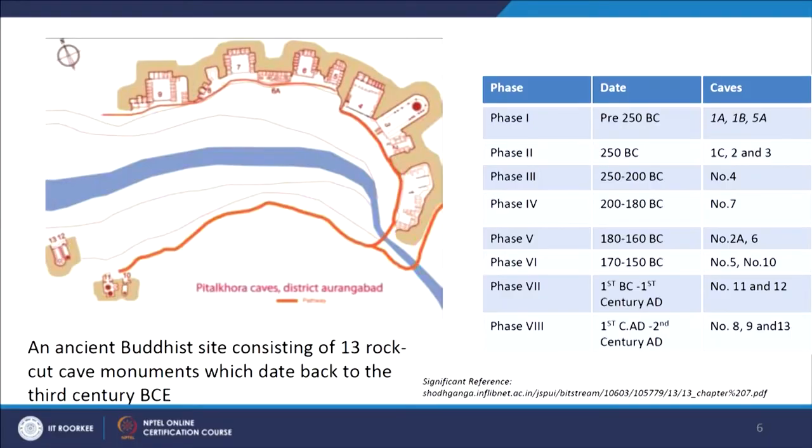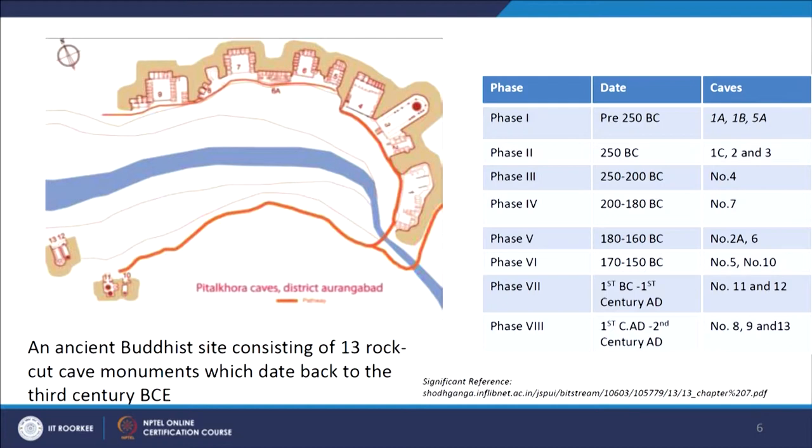So this is the layout of a Buddhist site, the Pitalkhora caves, in the district of Aurangabad. Initially, these sites go back to almost pre-250 BC, almost the 3rd century BCE as well. There are about 13 caves which have been discovered in the excavation process. Some were discovered much later, and some were discovered in the beginning. What you see here are the cave numbers: 1, 2, 3, 4, 5, 6, 7, 9, and 6A. And on the bottom side, you have 10, 11, 12, and 13.